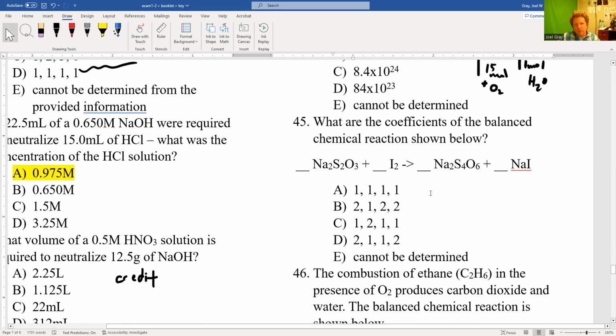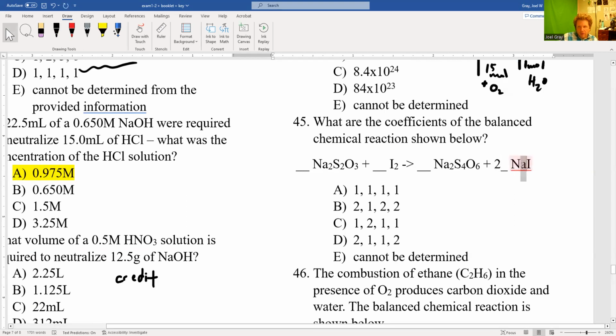Question number 45, our second to last question here, is balancing a chemical reaction. Na2S2O3 plus I2 yields Na2S4O6 plus NaI. Okay, the thing that stands out is this I2, iodine. There are 2 iodines on the left-hand side of the reaction, and 1 on the right-hand side. So I'm expecting that there's going to be a 2 here.